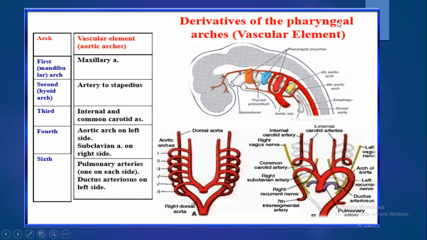This is the muscular derivative of the pharyngeal arch. Now the vascular element. The first arch gives the maxillary artery, the second gives the artery to the stapedius, and the third gives the internal and common carotid artery. The fourth gives the aortic arch on the left side and the subclavian artery on the right side. The sixth gives the pulmonary arteries on either side, right and left, and the ductus arteriosus on the left side. That's the sixth pharyngeal arch.